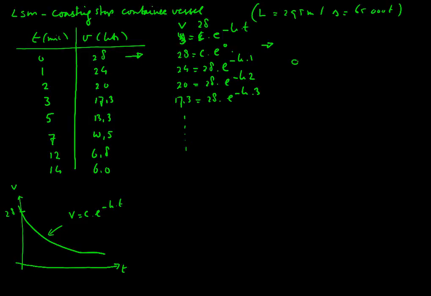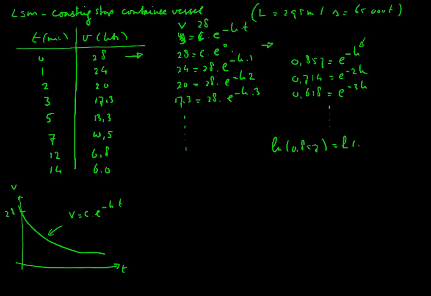What we do now is we divide both sides by 28. So we get something like 0.857 equals e to the minus 1k, and this would be 0.714 equals e to the minus 2k, and here is 0.618 equals e to the minus 3k, etc, etc.